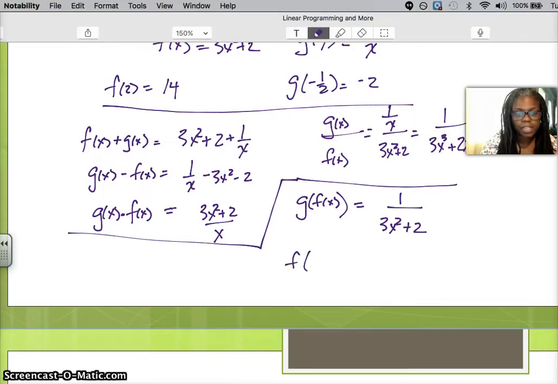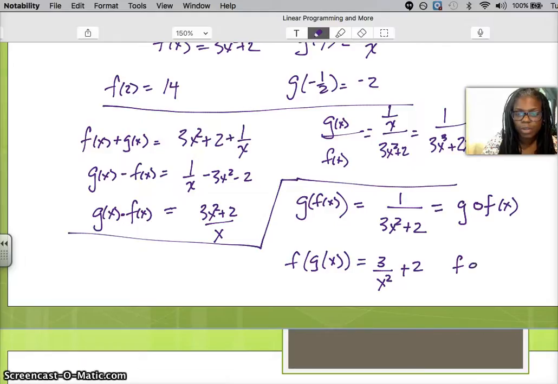f of g of x, a different way to compose the functions, would yield 3 over x squared plus 2. Follow along with me. Let me know if this isn't making sense, because I would love to talk to you about it a little bit more. So this is a way to compose functions. Sometimes in some textbooks, you might see g of f of x written as g circle f of x, or you might see f of g of x with this circle. Please don't confuse it with multiplication, which is a solid smaller dot. They mean the same thing.